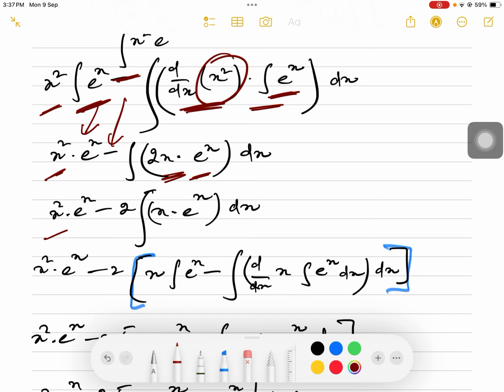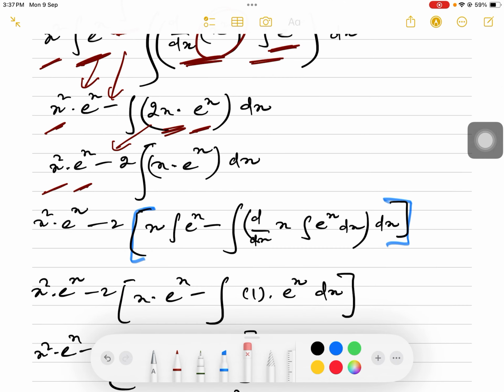So in the next step, x square as it is into e power x as it is, this 2 I took out. So in the integration, what is left? x into e power x is left. So again, for integrating this kind of question, because again we have two functions and those are also in product form, we will use integration by parts.